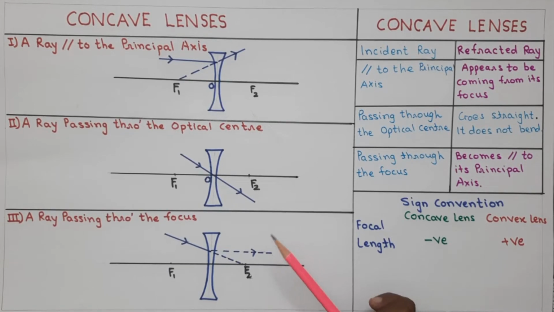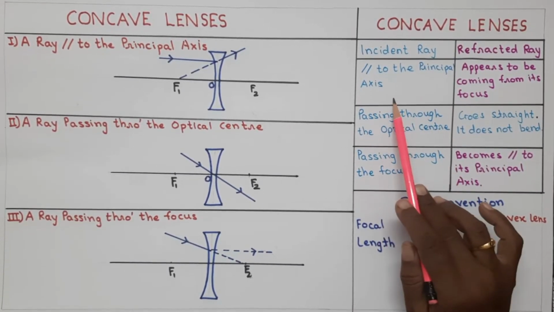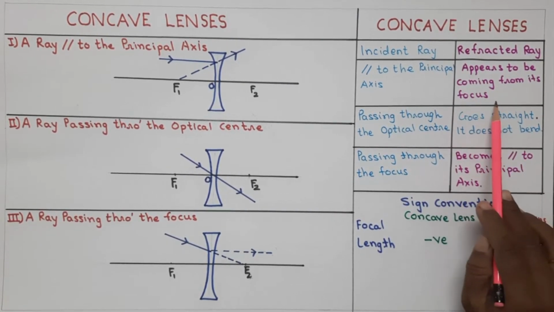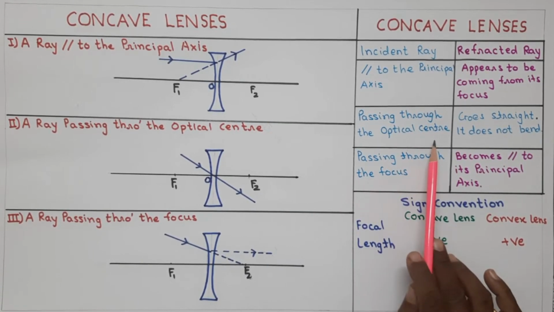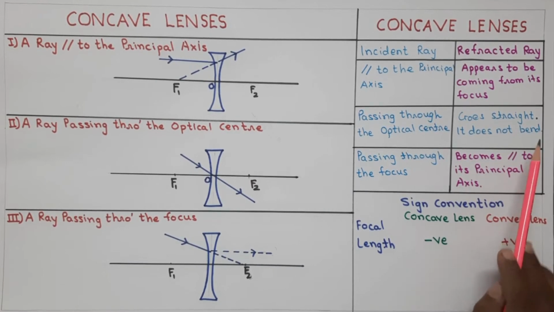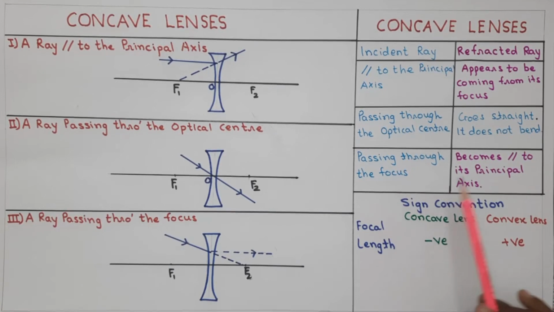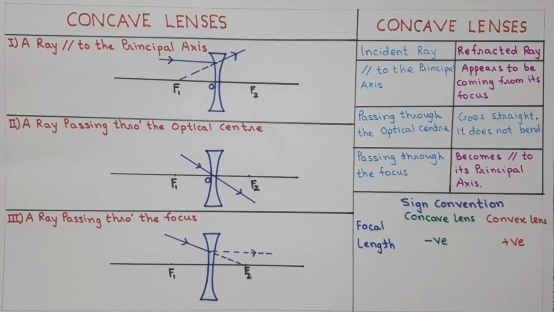So now we will summarize this. When the incident ray is parallel to the principal axis, the refracted ray appears to be coming from its focus. When the incident ray is passing through the optical center, the refracted ray goes straight, it does not bend. When the incident ray is passing through the focus, after refraction, it becomes parallel to its principal axis.